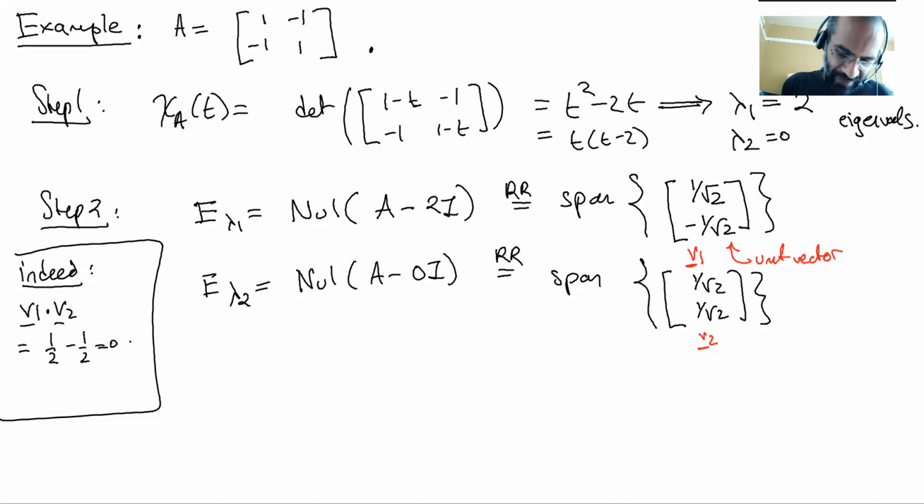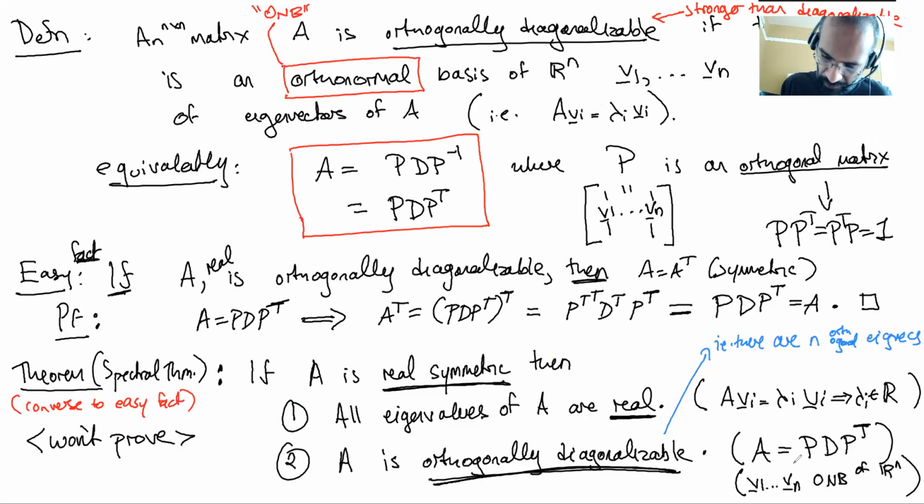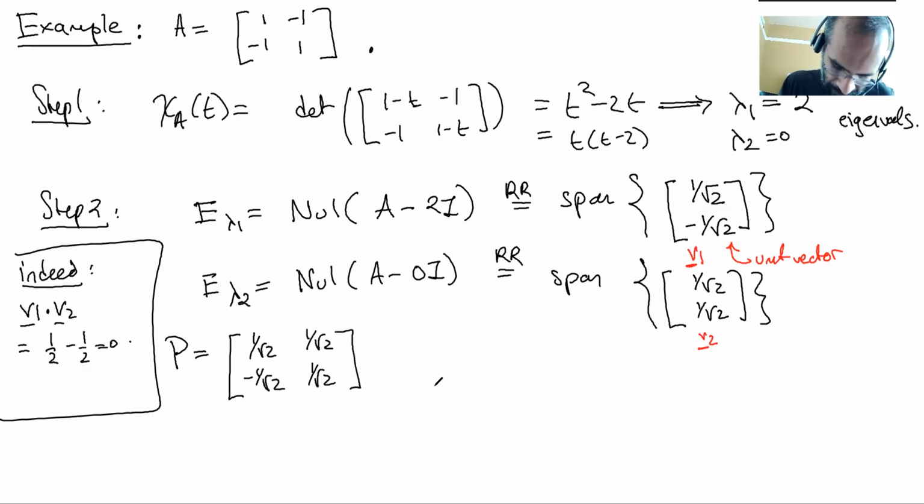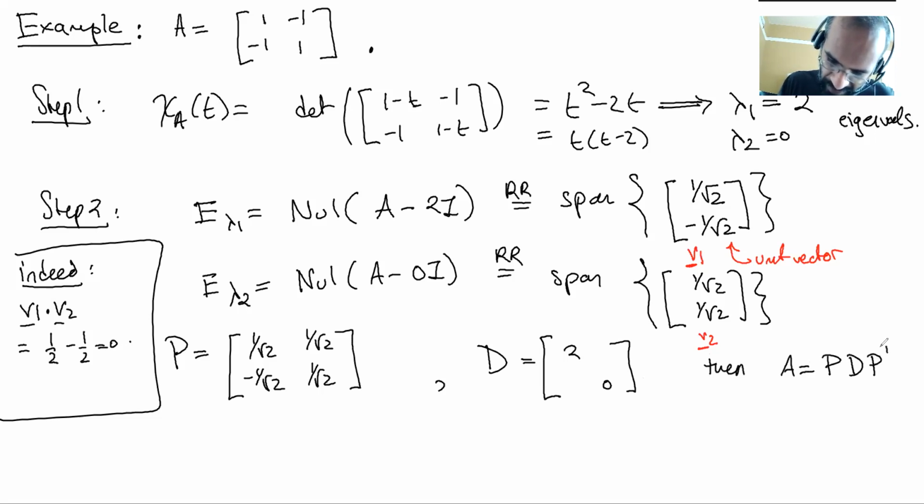Now that we have the eigenvectors, we can form a matrix to actually write it as P D P transpose here, if we want. So we computed the eigenvalues and eigenvectors, and now we can put them in a matrix. We get 1 over square root 2, minus 1 over square root 2, 1 over square root 2, 1 over square root 2. D contains the eigenvalues. Then A equals P D P transpose.